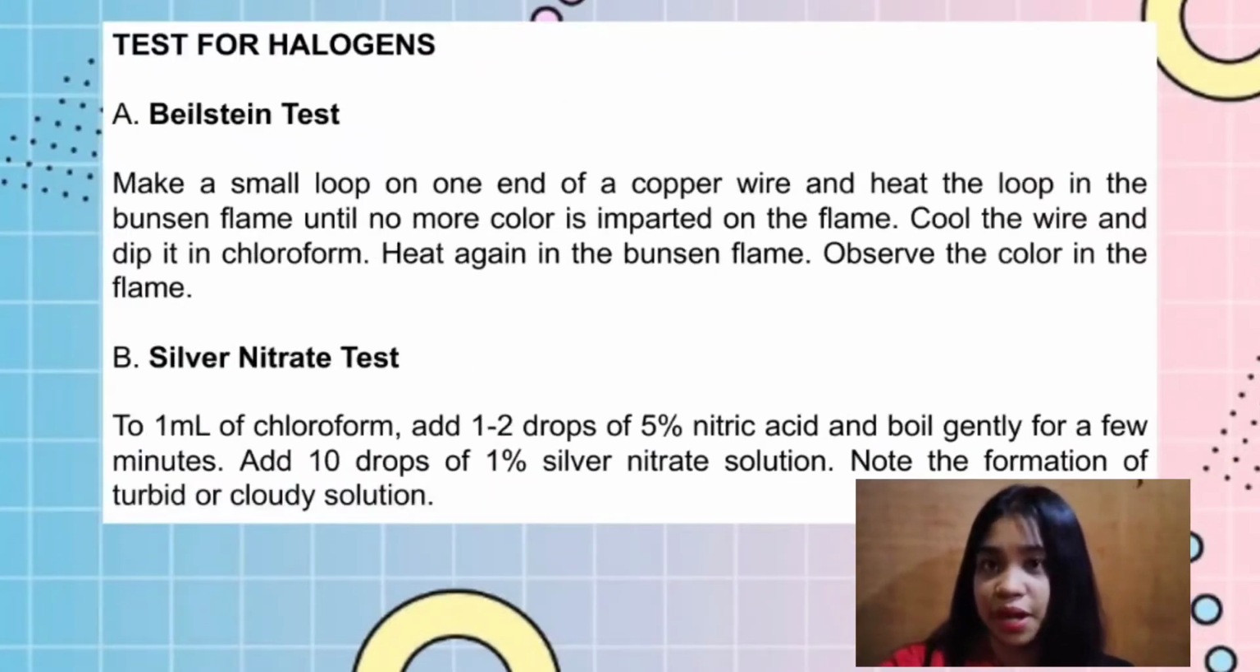Number 3. Test for halogens. A. Beilstein test. Make a small loop on one end of a copper wire and heat the loop in the Bunsen flame until no more color is imparted on the flame. Cool the wire and dip it in chloroform. Heat again in the Bunsen flame. Observe the color in the flame. Letter B. Silver nitrate test. To 1 ml of chloroform, add 1 to 2 drops of 5% nitric acid and boil gently for a few minutes. Add 10 drops of 1% silver nitrate solution. Note the formation of a turbid or cloudy solution.